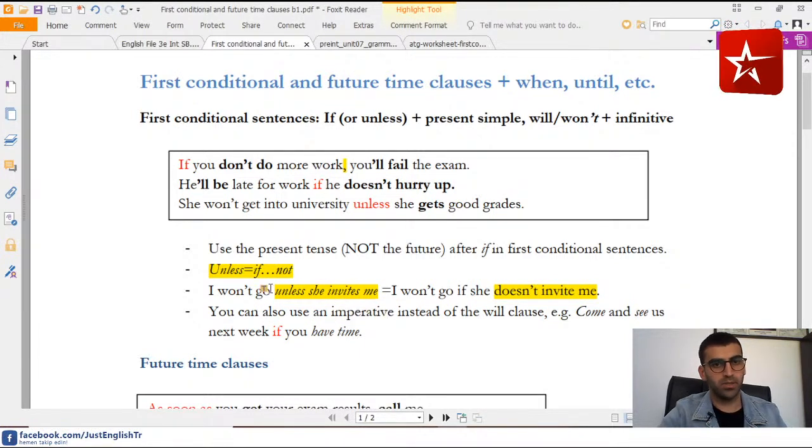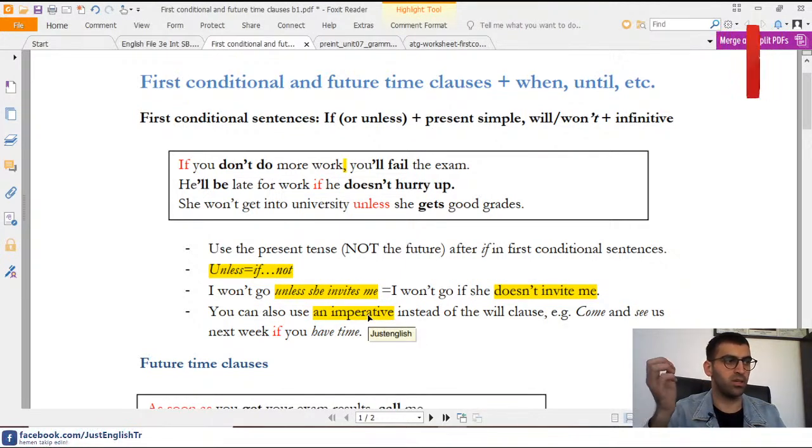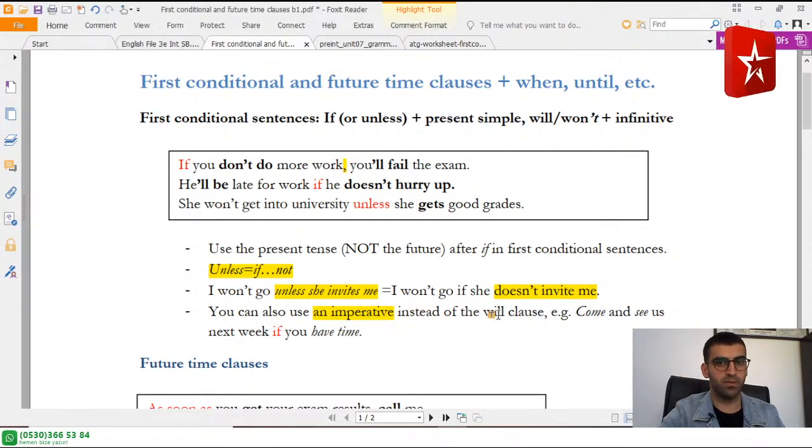So as you say, we can also use unless instead of if not. And keep in your mind that there is another rule. You can also use an imperative. What does it mean, imperative? Imperative like do it, finish it, eat your meal. Okay, so this is an imperative. You can also use imperative instead of the will clause.